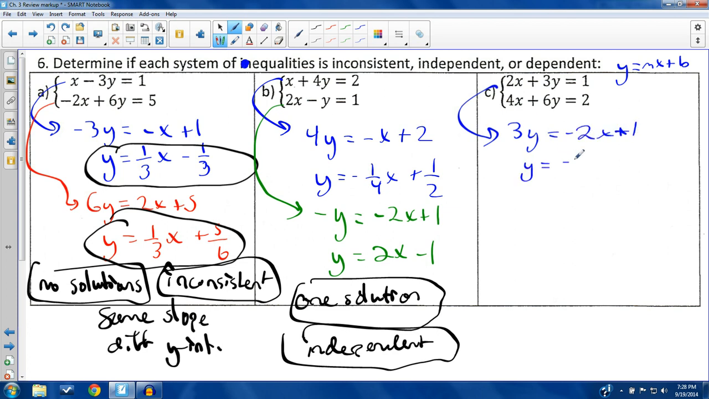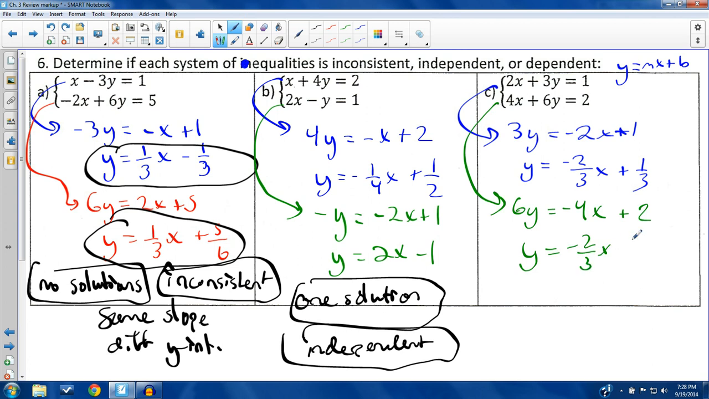And then divide by 3, y equals -2/3 x plus 1/3. Kind of close to that other equation over there. And let's go and use green for this one. 6y equals -4x plus 2. And y equals -4/6, which is -2/3, and 2/6 is 1/3.